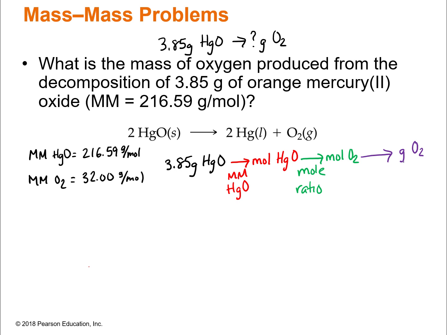Then we go from moles of oxygen gas to grams of oxygen gas. And again, we're using a molar mass here. Where am I putting my grams in the molar mass, the top or the bottom? We're going from grams to moles. So am I putting the grams in the top or the bottom?